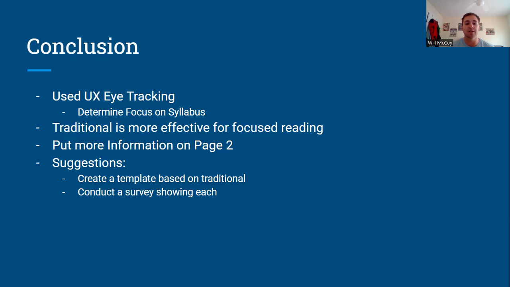And I would also conduct a survey showing both the visually rich and the traditional, because you really need to get feedback from the students as well, or the readers, or whoever is deciding to read this, to make sure that they thoroughly understand the information on it and to get opinions about which one they would prefer.